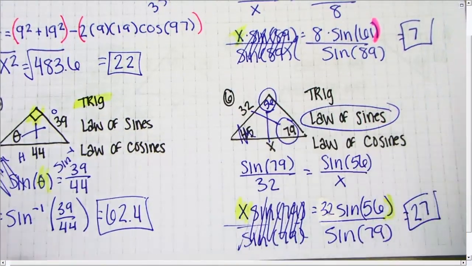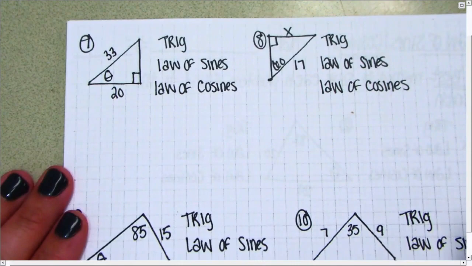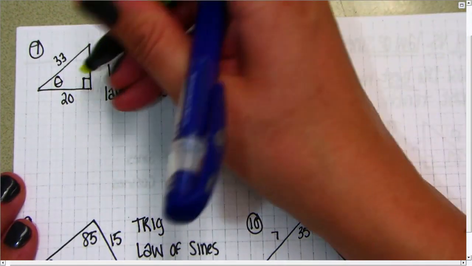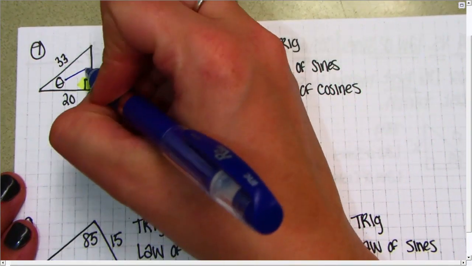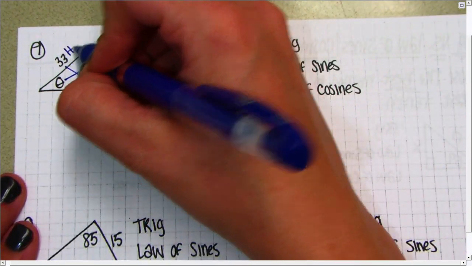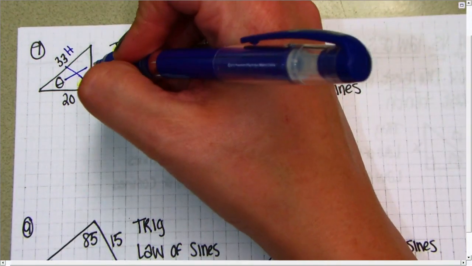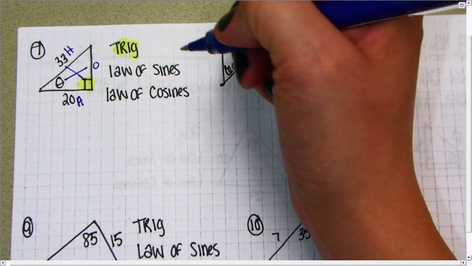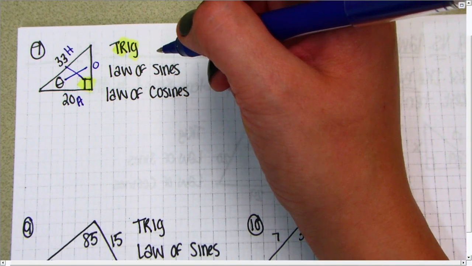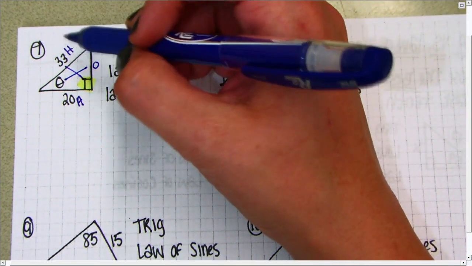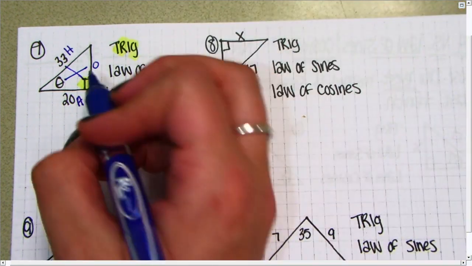All right, onwards to the back. On the back, number 7, I see a 90-degree angle, which means trig is my answer. Labeling, across the 90 is H. Across theta is O. By default, this is A. When I'm trying to decide which trig function to use, I want to look for doubles. So I see an H and an A, which means that's cosine.